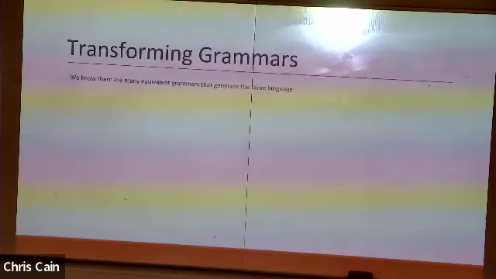So how do we do this? We've seen that there are equivalent grammars that can generate the same language, right? Just because your neighbor wrote a different grammar from you for a particular problem doesn't mean that you're wrong or they're wrong. You could both be right.